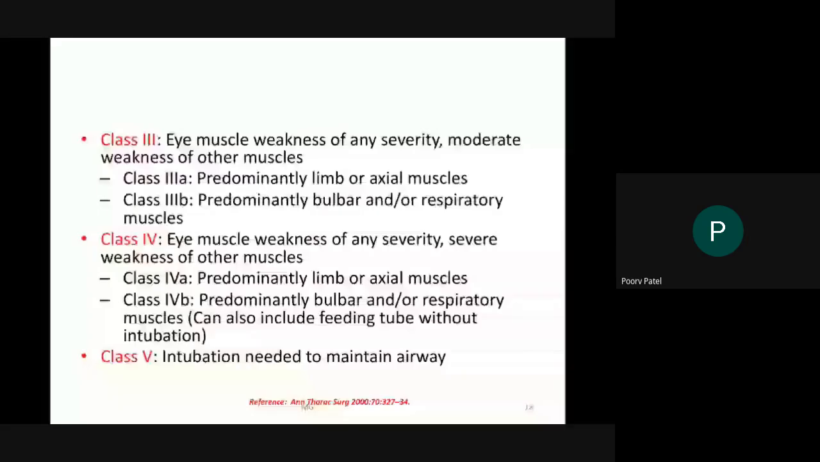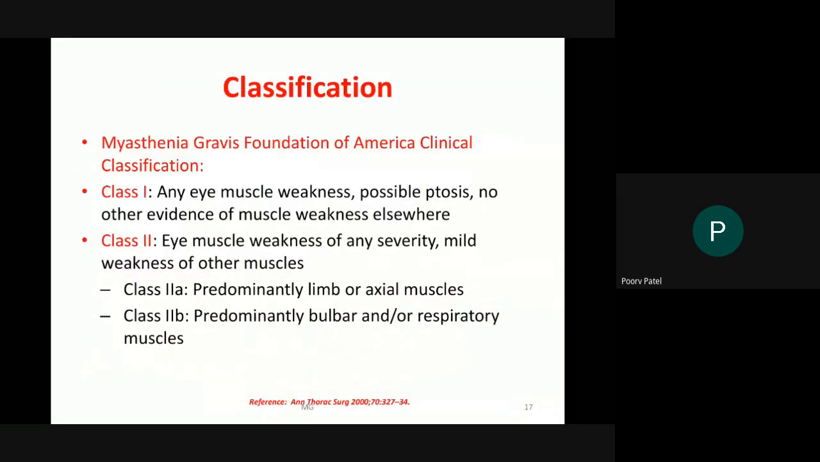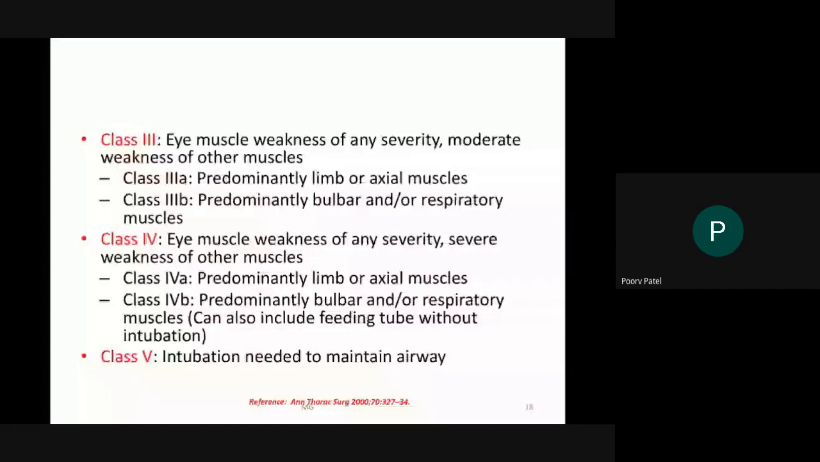Class 3 is related to eye muscle weakness of any severity, with moderate weakness of other muscles. 3A will be limb or axial muscles, so whole limbs start to develop weakness, and 3B predominantly bulbar and or respiratory muscles. Here, the only difference between 3 and 2 is that in class 2 there is mild weakness of other muscles, while here there will be moderate weakness. So the severity is more compared to class 2.